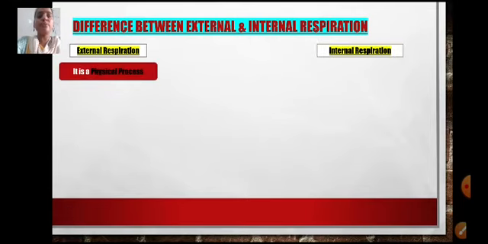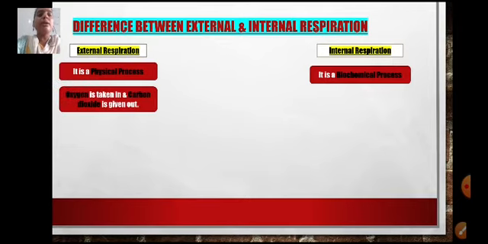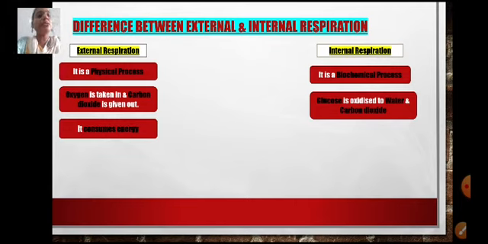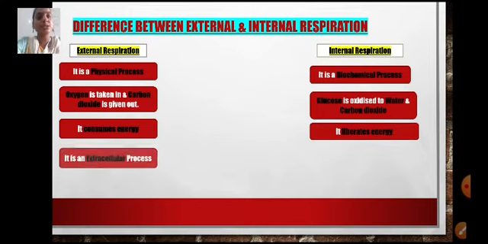So first of all, external respiration is a physical process, whereas internal respiration is a biochemical process. During the process of external respiration, oxygen is taken in whereas carbon dioxide is given out, whereas during internal respiration, glucose is oxidized to release water and carbon dioxide. External respiration is an energy consuming process, whereas internal respiration produces energy.